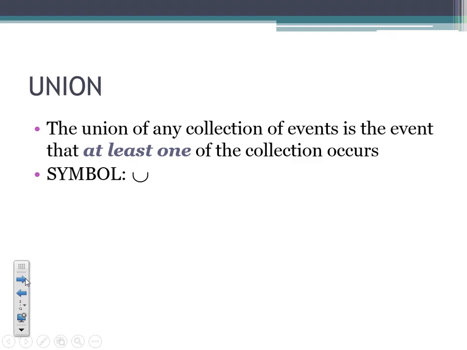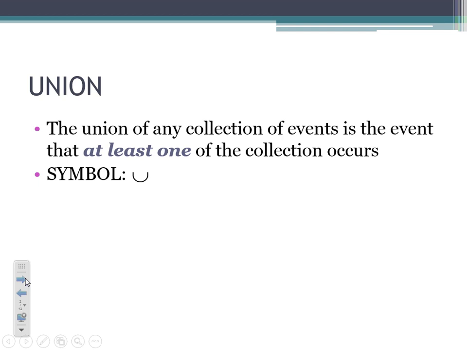All right, we mentioned this the other day. We said a union is a collection of events, the event that at least one of the collection occurs. So when you think union, I want you to think the word or. That's what we mean by at least one. If I say stand up if you are a freshman or a senior, you don't stand up only if you're both of those. You stand up if you're at least one of those. And again, that's the word or.